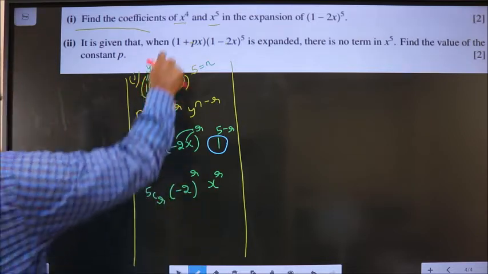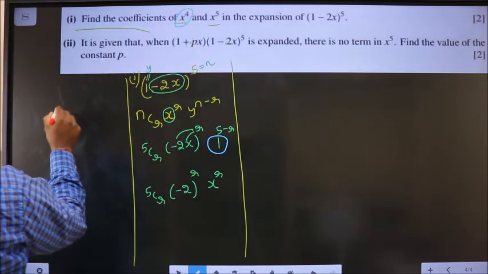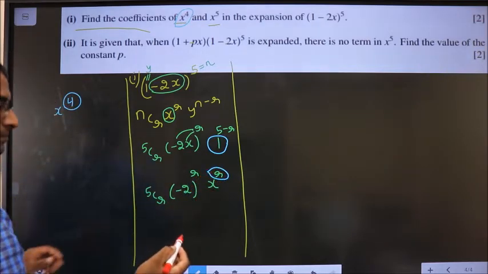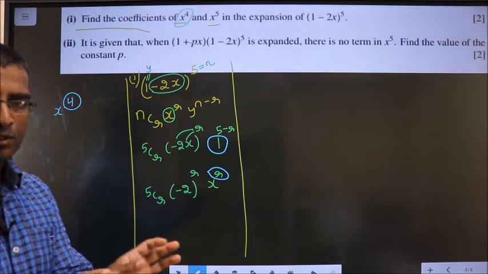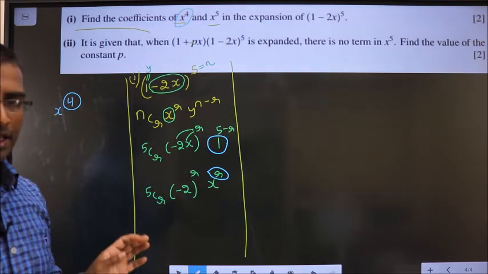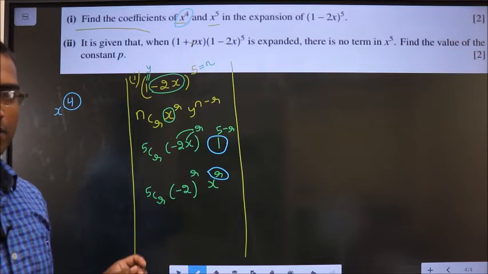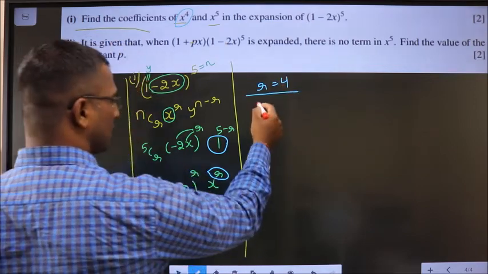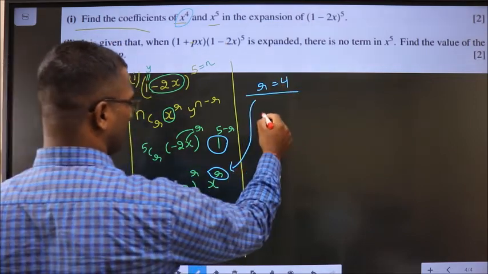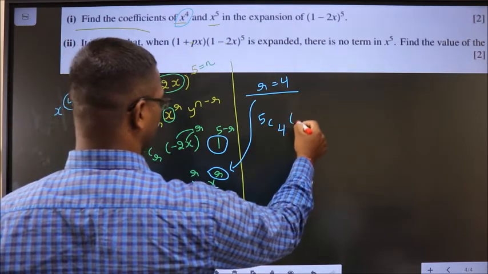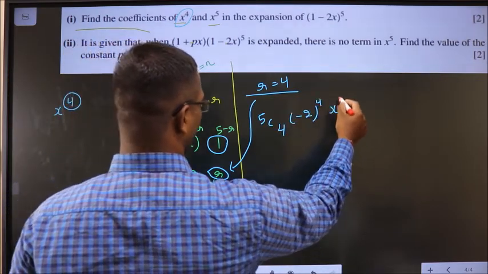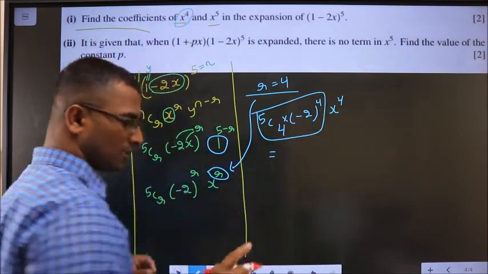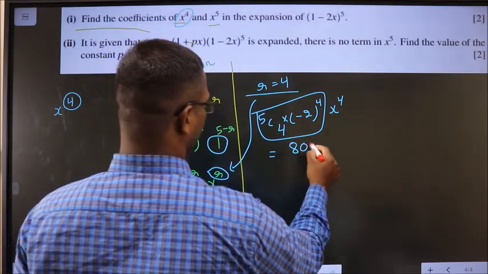Now, I need the coefficient of x power 4. And here on x the power is r. Equate both the powers of x to get the value of r. Clear? Equate powers of x to get the value of r. So r equal to 4. Replace r equal to 4 in this. So what will you get? 5C4 minus 2 power 4 x power 4. If you put this in the calculator, you get the answer to be 80 x power 4.